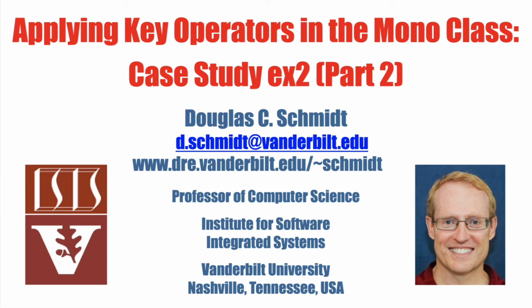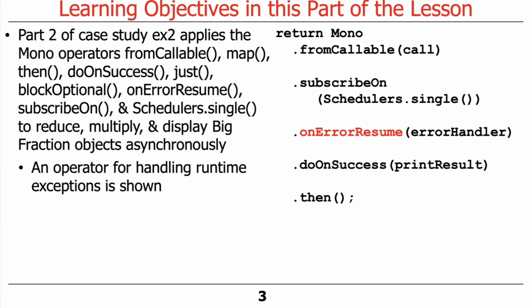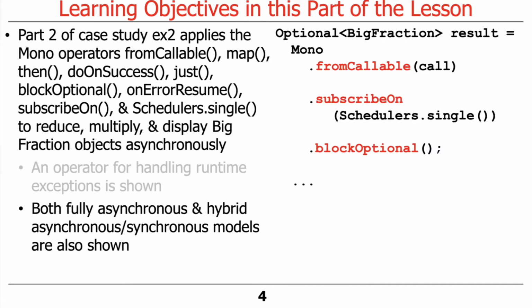So now it's time for us to talk about the next case study, part 2 of case study ex2. And this is going to demonstrate some other features we didn't talk about before, like block optional and so on, and onErrorResume, where once again we're going to create, reduce, multiply, and display big fraction objects asynchronously. And we're going to show how you can handle runtime exceptions in this context as well.